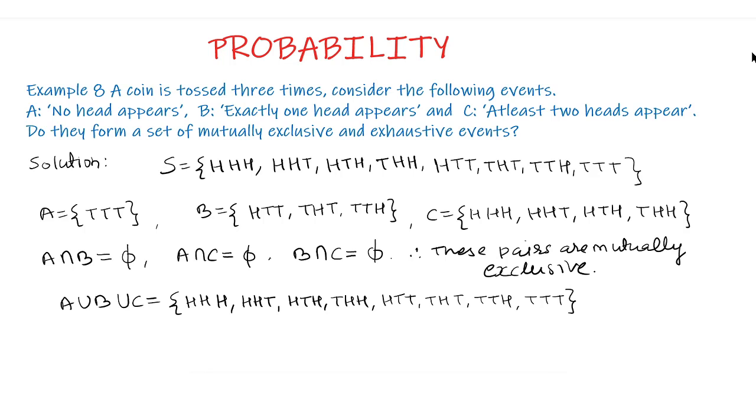So all these elements together form the sample space S. Hence we can say that these are exhaustive events. A, B and C are exhaustive events. Therefore, A, B and C are mutually exclusive and exhaustive events.